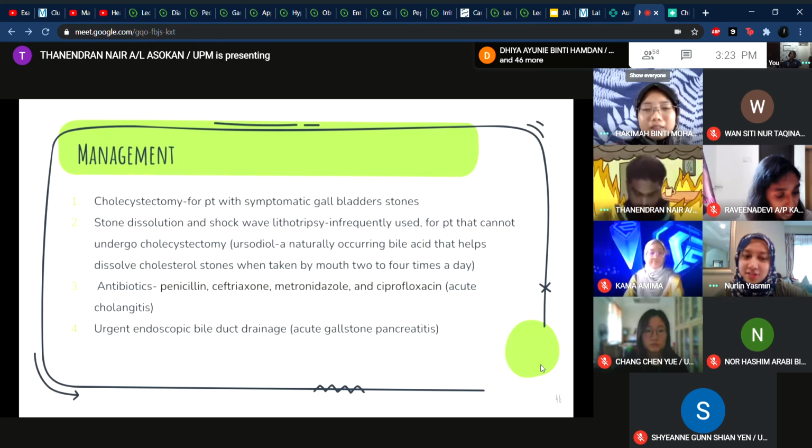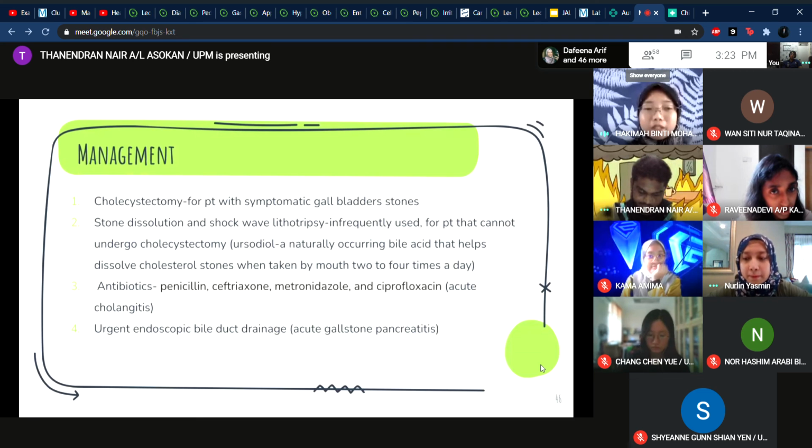So you have to reduce the inflammation and the infection first, but the definitive treatment is actually surgery. You have to remove the stone. You cannot just discharge the patient with acute cholangitis after antibiotics, once the inflammation and infection resolve. Cannot. So you should remove the stone.